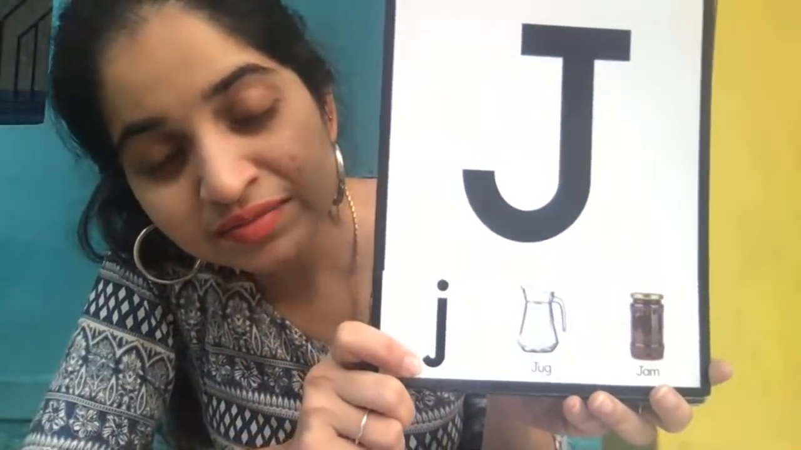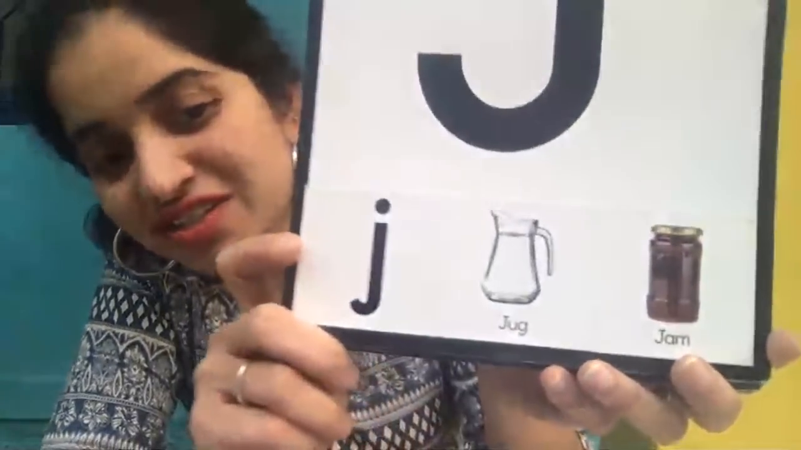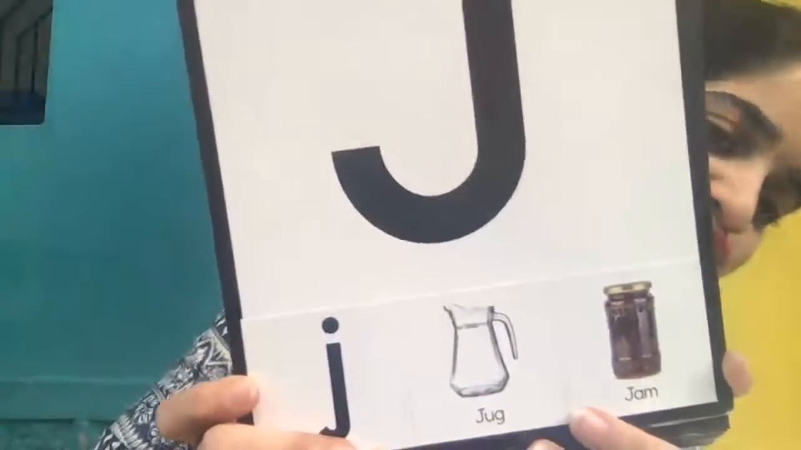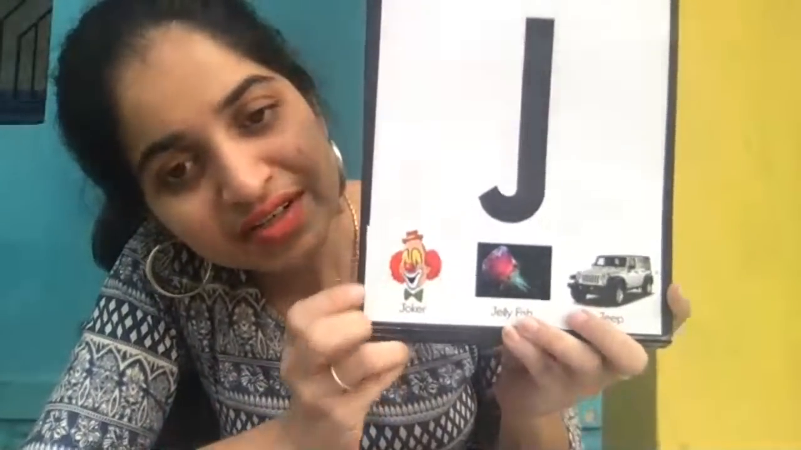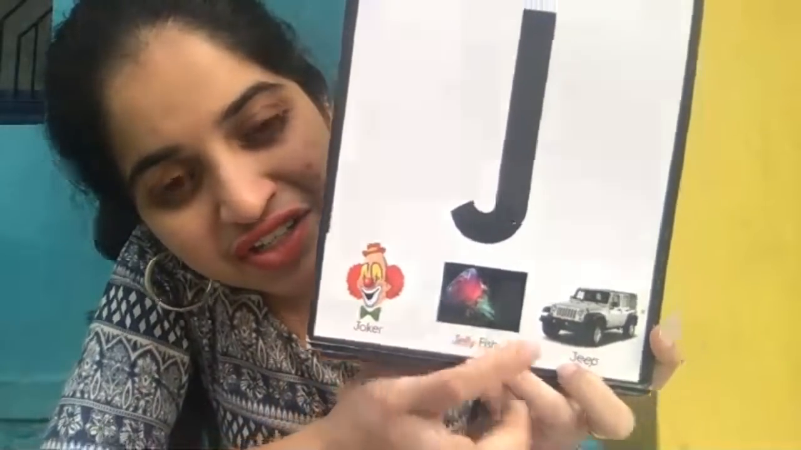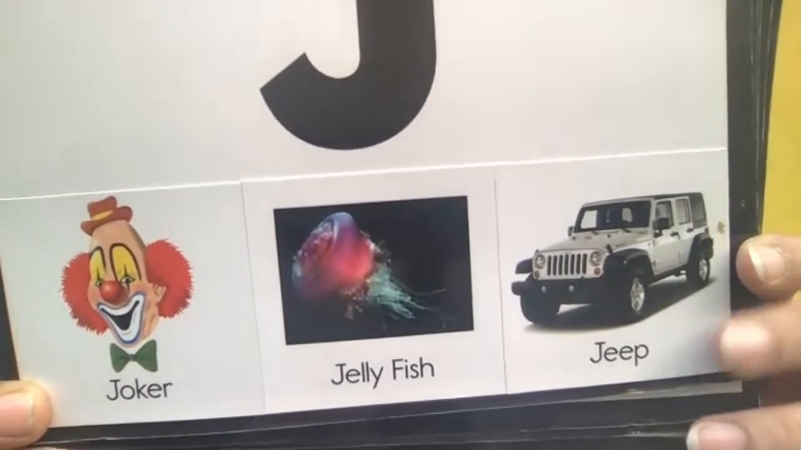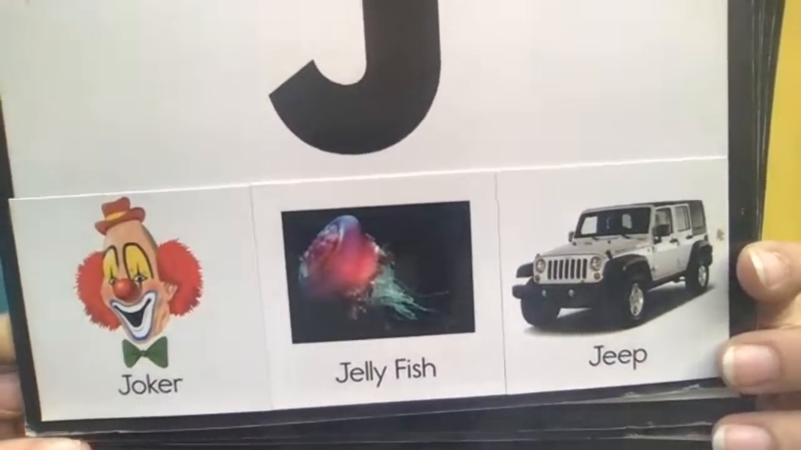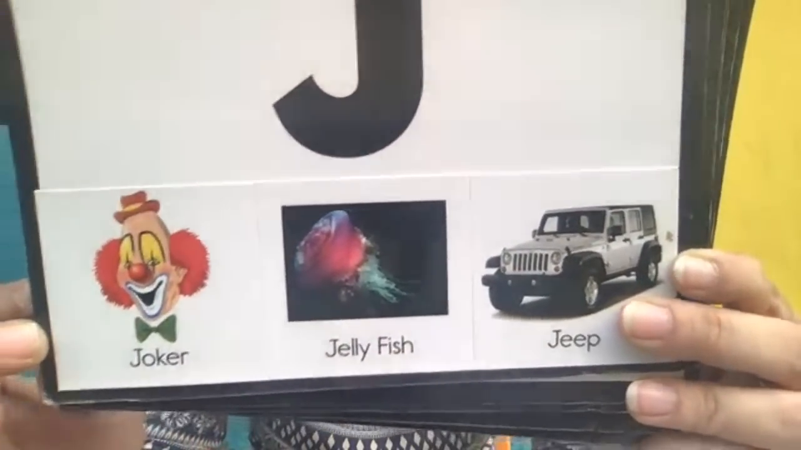Which letter is this one? J. J says J, jug. Jam. Jam and jug. And this is J. Joker. Jellyfish. Jeep. Children, now can you point out to the jellyfish here? Jellyfish. Very good. Can you point out to the joker? Very good.